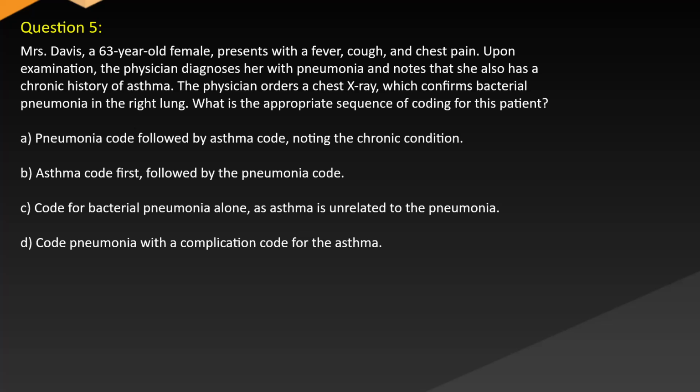A. Pneumonia code followed by asthma code, noting the chronic condition. B. Asthma code first, followed by the pneumonia code. C. Code for bacterial pneumonia alone, as asthma is unrelated to the pneumonia. D. Code pneumonia with a complication code for the asthma.